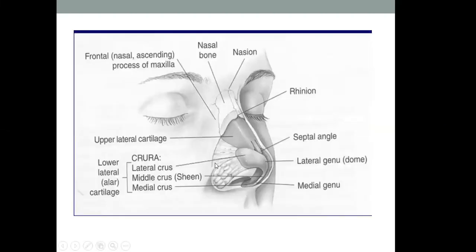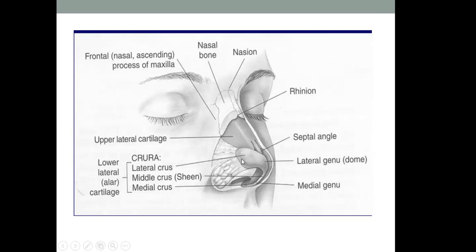This picture will show more details about the anatomy. This is the upper third, composed of the lateral nasal bone bilaterally with the frontal process of the maxilla. This is the upper lateral cartilage.